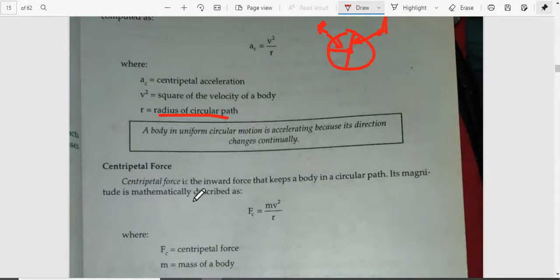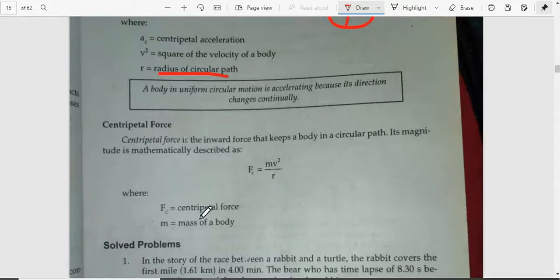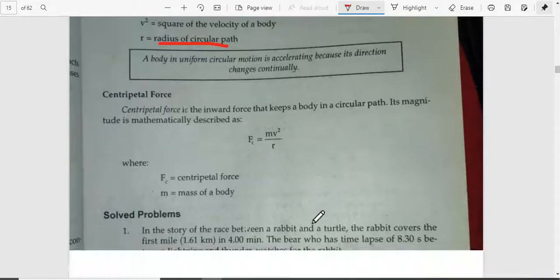Centrifugal force, class, is the inward force that keeps the body in the circular path. Its magnitude is mathematically described as Fc equals mv squared over radius, where Fc is your centrifugal force, m stands for your mass, v stands for your velocity, and r stands for your radius.